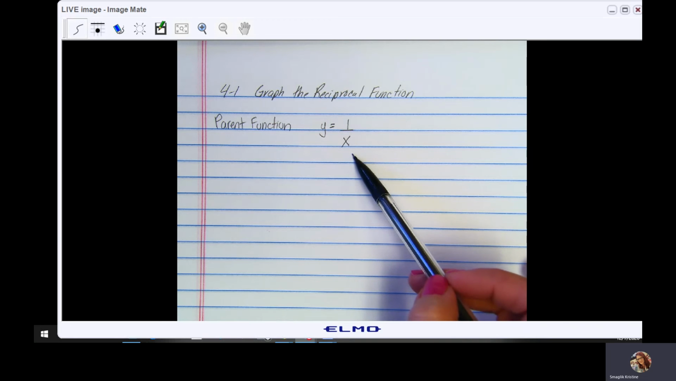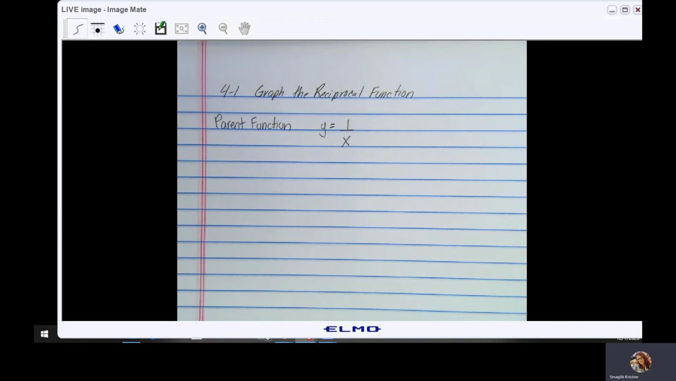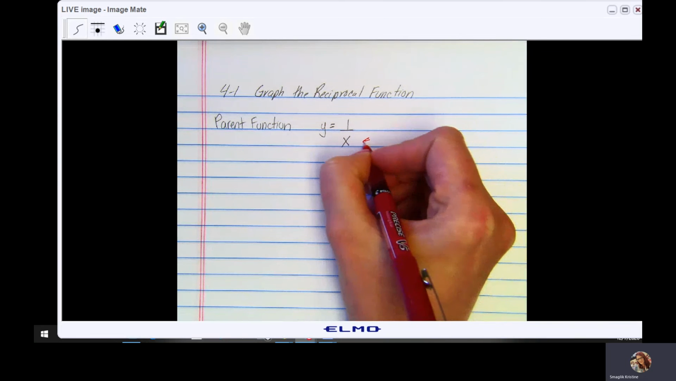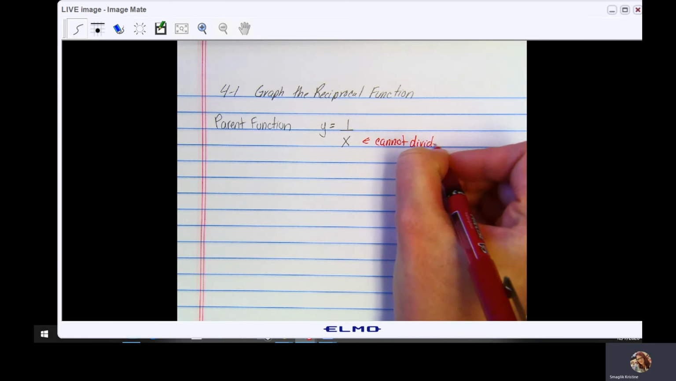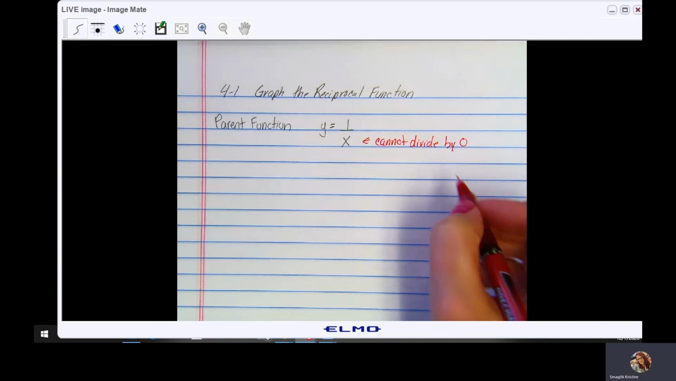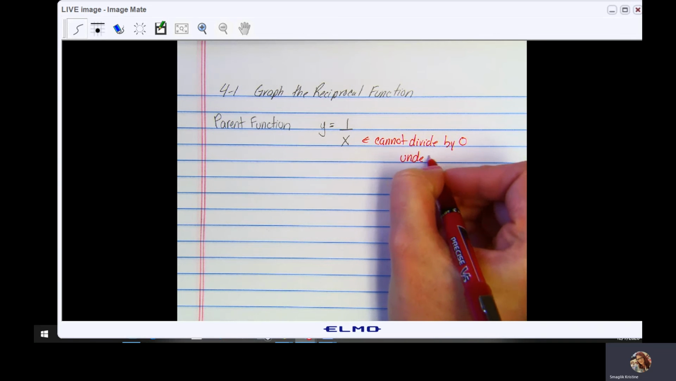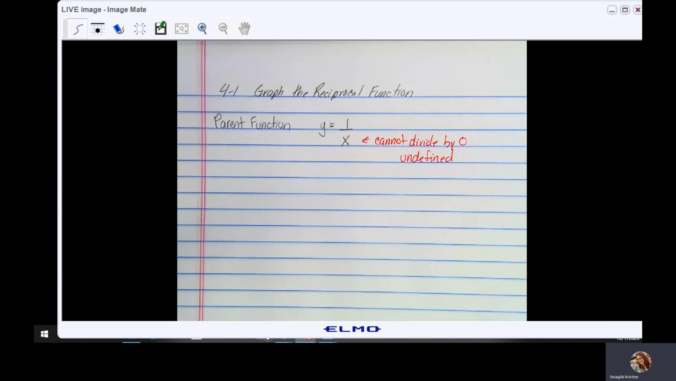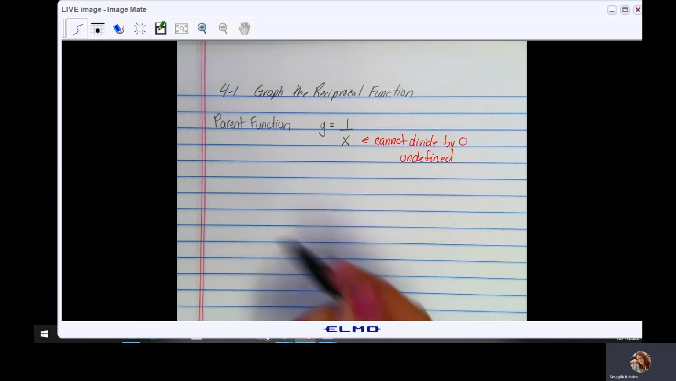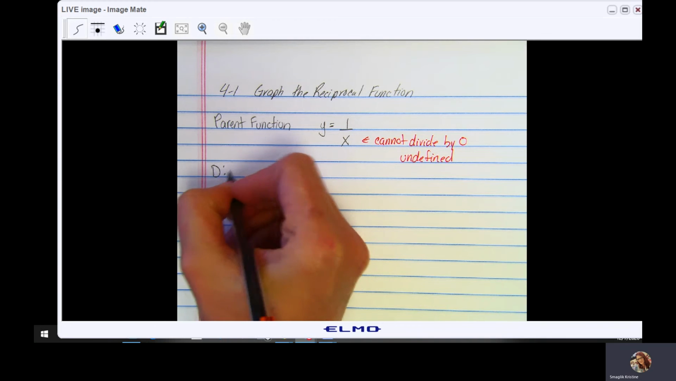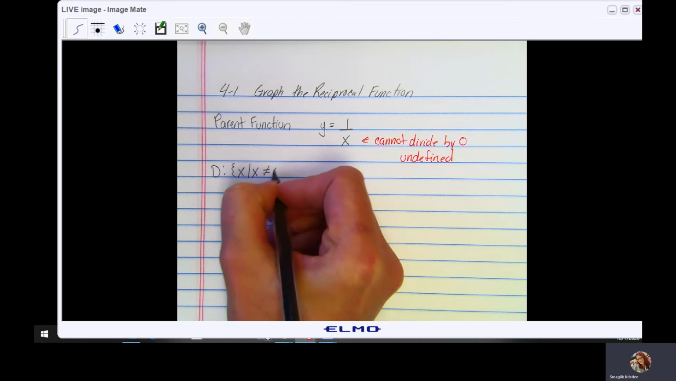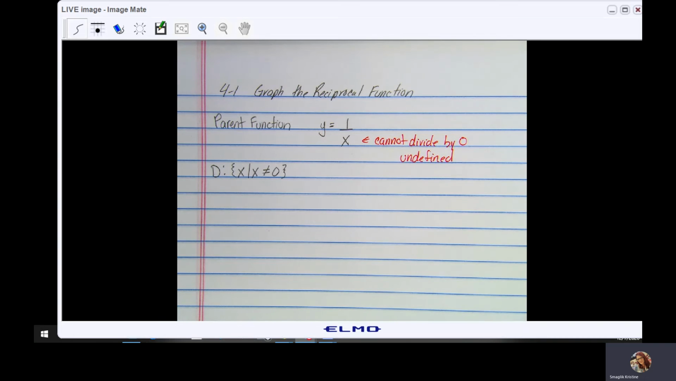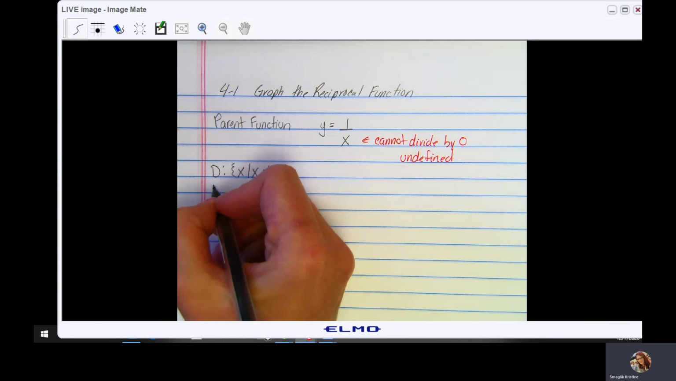Recall that you cannot divide by 0. So therefore, x cannot equal 0. You cannot divide by 0 because this makes your function undefined. So when we're talking domain and range, my domain is the set of all x such that x cannot equal 0. So I can't use 0. It's undefined. Now let's talk range.